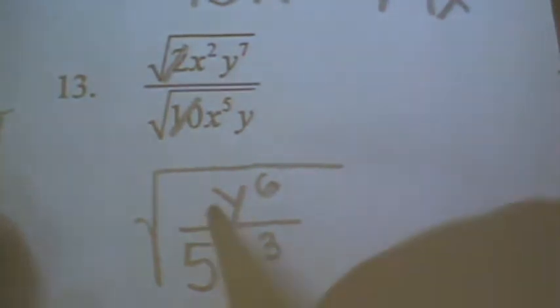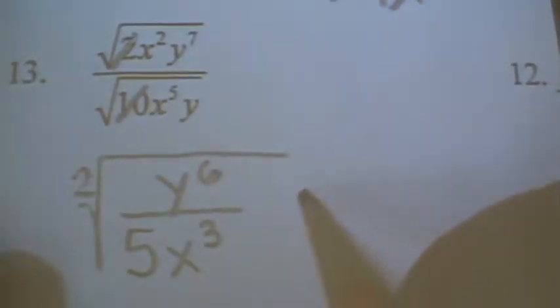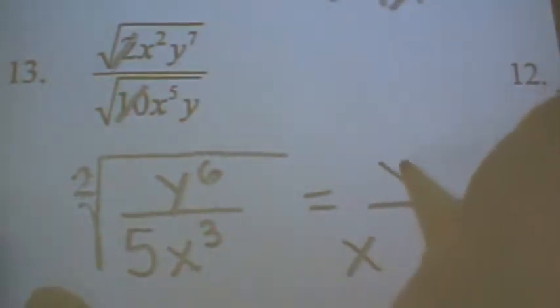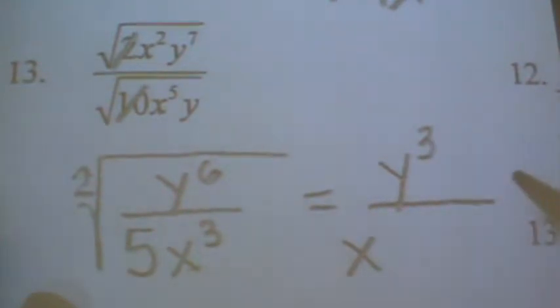Okay, now, what are we looking for? How many of a kind? 2. Do you have anything that can come out? An x and a y. We have 3 x's here, so one of the x's comes out, and 3 of the y's come out. Good. So what's left?